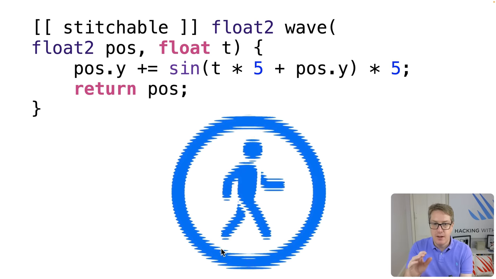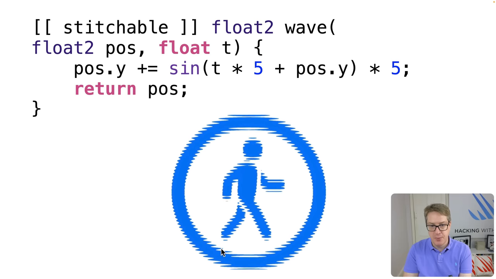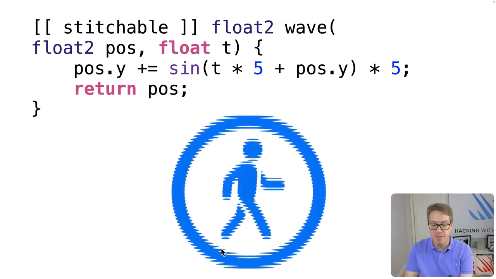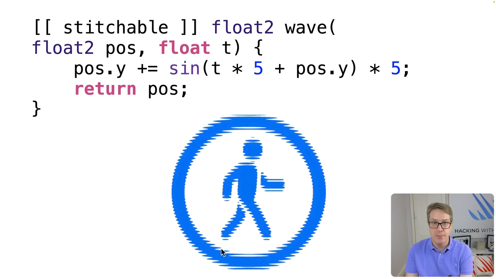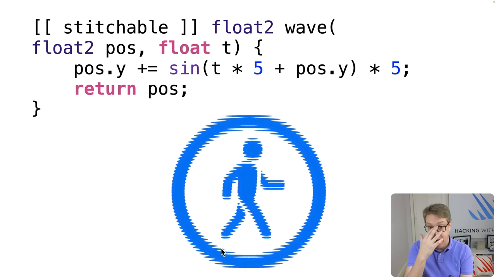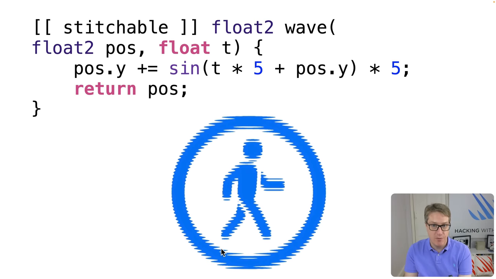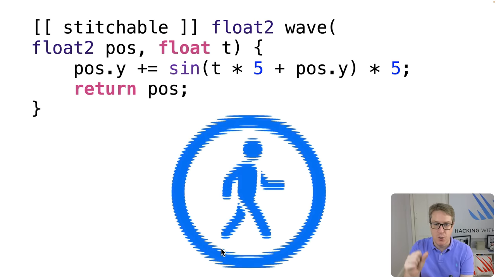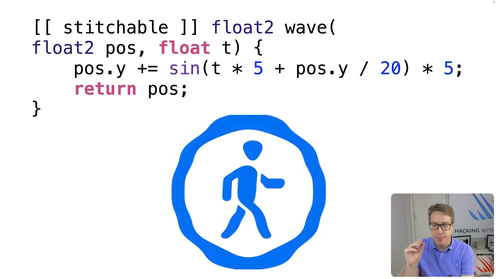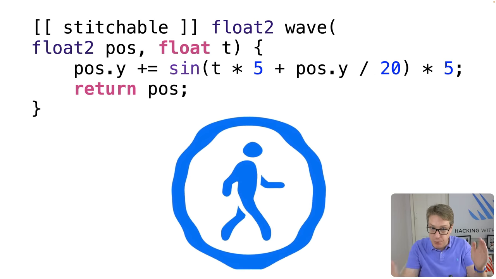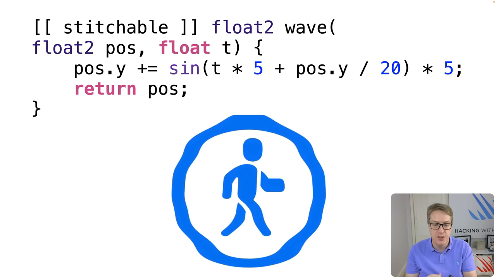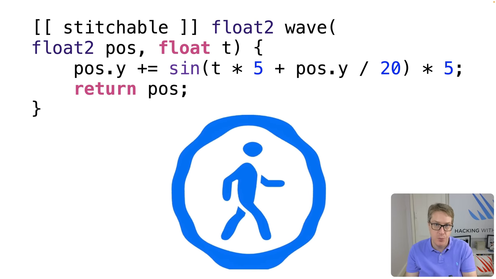We can then increase the frequency. We can multiply the time by 5, so it runs 5 times faster. And now we can smooth out the whole effect. Rather than bring in pos.y as a whole, we can take in 1/20th of pos.y, and now we read out values on a much smoother level, creating a really good water effect like this one.